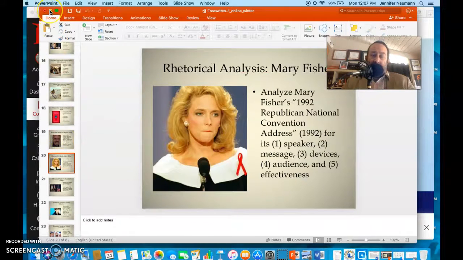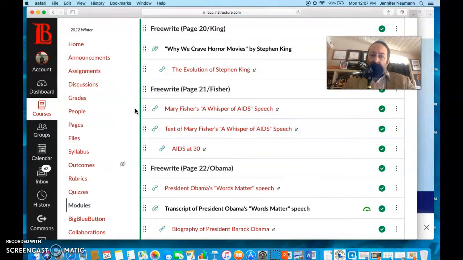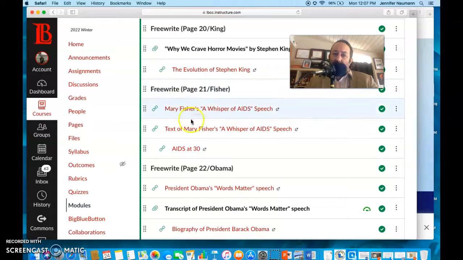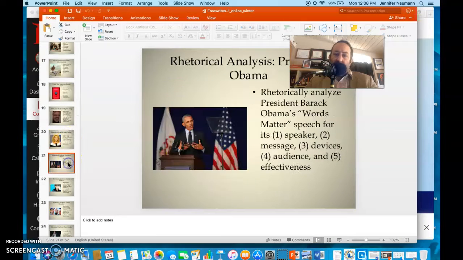Fisher, the next one, Mary Fisher's Republican National Convention keynote. I'm sure it was a keynote there. Actually, it doesn't say keynote, but I thought it was. I could be wrong. All right, so Fisher will be the next one. You have the speech in a video, the speech as text, and some background information on the speaker. And the task remains the same in all of these.